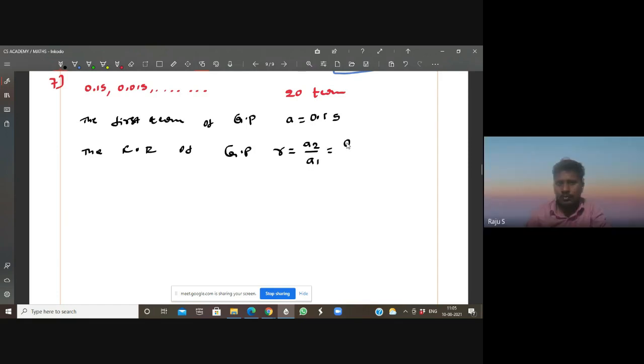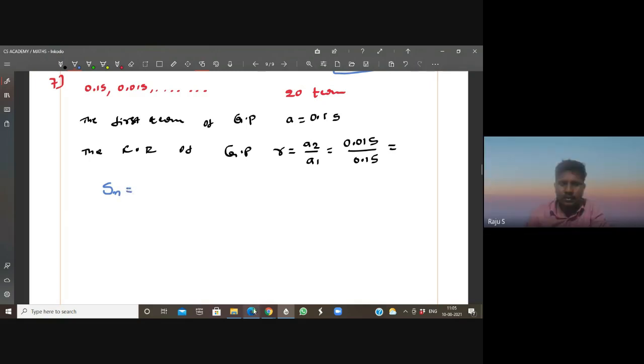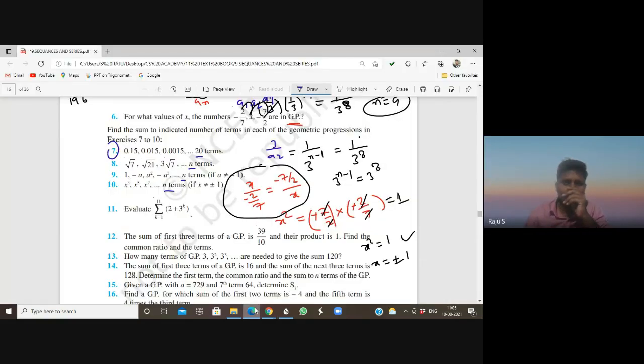So 0.015 by 0.15, it is equal to what? Anyone? Yes, 1 by 10. So is it a finite geometric progression or infinite?